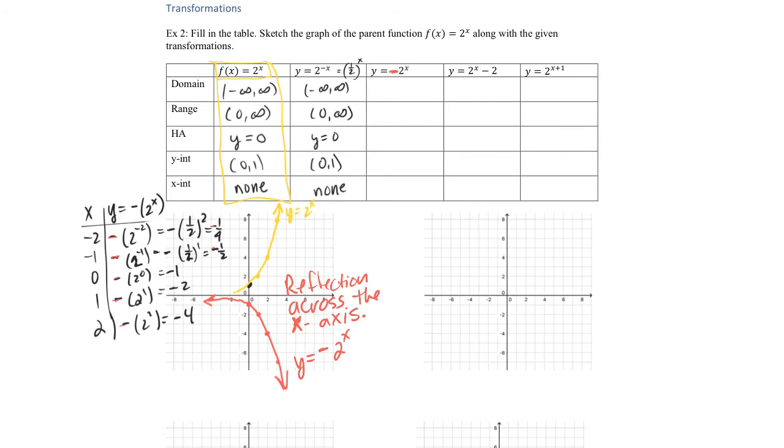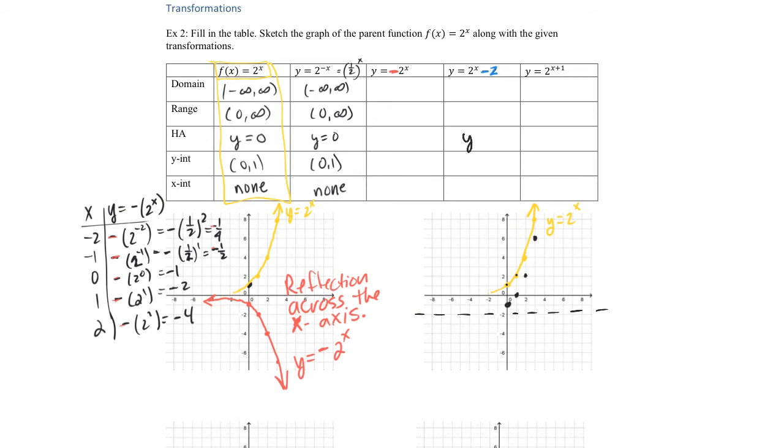All right, let's look at this next one. When we are subtracting 2 at the end here, what that's doing is a vertical shift. It's going to slide everything down. Okay, so my original output of 1 here would just slide down. This one had an original output of 2, it would slide down to 0. This one was at 4, so we'd slide down. This one was at 8, so we'd slide down. So it's the same graph, but now we have a horizontal asymptote here at -2.